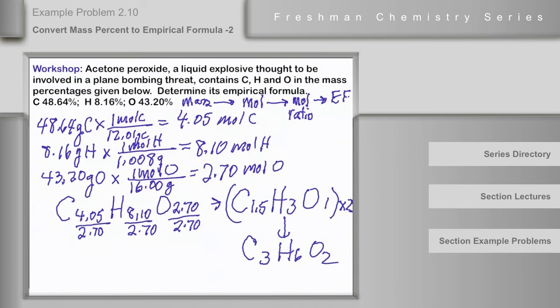Yes? Couldn't hear you. Where did I get the 2? This 2 right here? I could not leave the formula the way it was at C1.5. So I had to ask myself, what can I multiply this by to make it a whole number? And 2, I want the smallest thing that I can because I want the empirical formula and not some multiple of it. Was there another question? Yes.